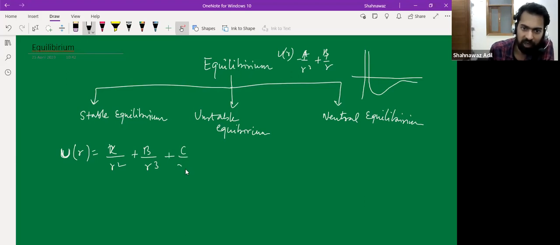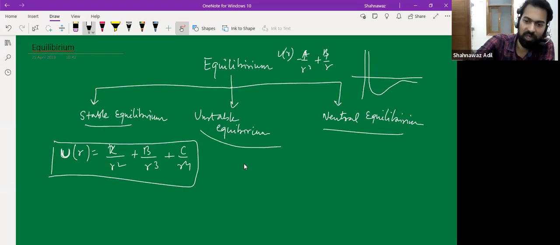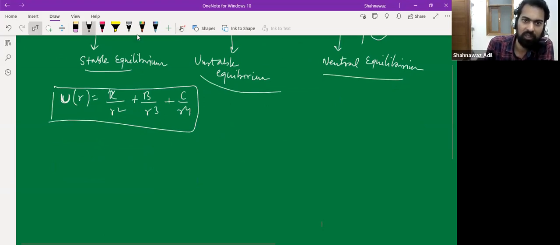Let's say C by R4, and they will ask you whether this is stable, unstable, or neutral equilibrium. So just picturize this to understand the stable, unstable, or the neutral equilibrium.